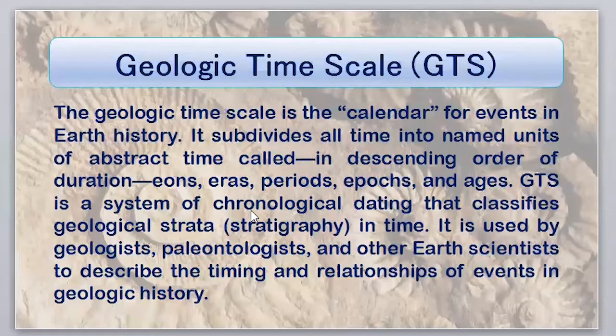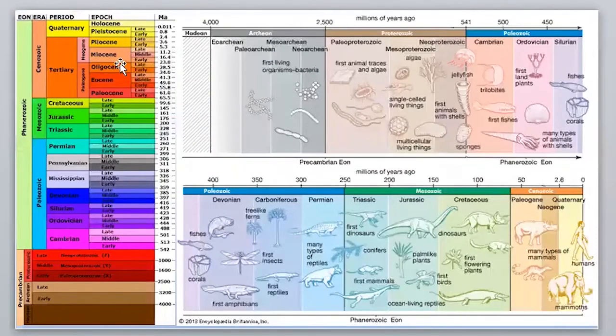Calendar for events in Earth history. For learning purposes or observation purposes, scientists made a timescale, or calendar, to divide our Earth history. That's the GTS. According to this GTS, there are periods, eons, eras, and so on. So we can learn about our Earth history according to those time scales. This is the GTS that we have now.